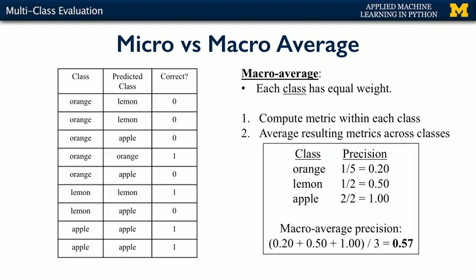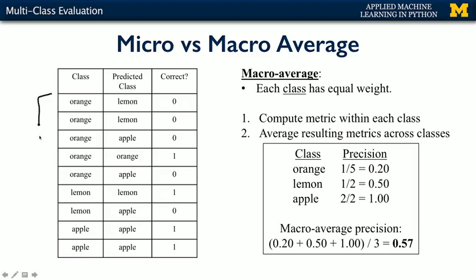In this example, we have 3 columns, where the first column is the true class of an example, the second column is the predicted class from some classifier, and the third column is a binary variable that denotes whether the predicted class matches the true class. And here we have a multi-class classification problem. And so we have 3 classes here.